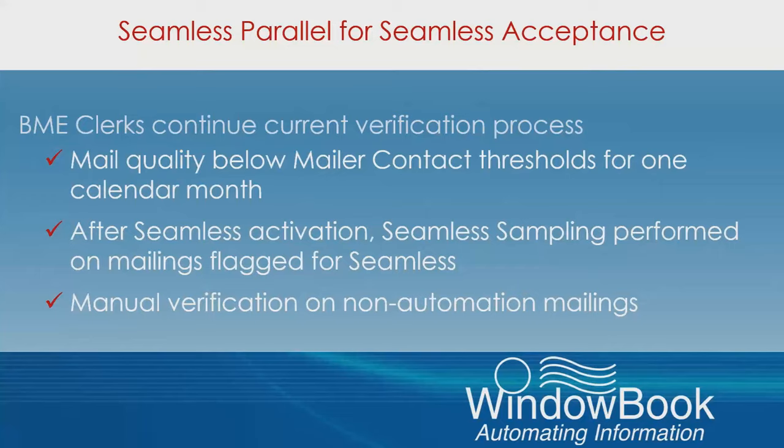If the mail quality is below the thresholds for 1 calendar month, the mailer is then eligible to be activated for full seamless acceptance. Now, once activation occurs, the BME and DMU clerks will perform seamless sampling only, and they will discontinue the regular manual verification processes. Now, keep in mind that the manual verification process will remain in place for any non-automation or non-barcoded mailings.